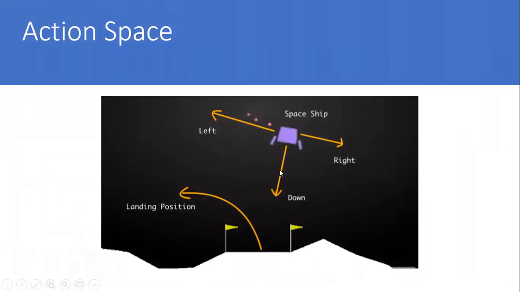Here, there are 4 actions that can take place for the rocket, that is move left, right, and down, and then do nothing. And as you can see in the picture, here is the landing position, which is the landing pad.